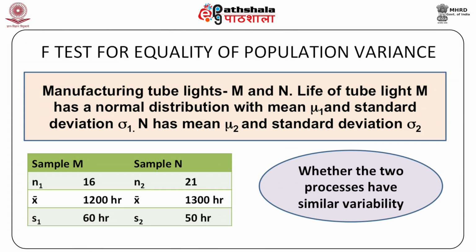Let us understand it with the help of an example. Suppose a company manufacturing tube lights using two different processes M and N is examined. The life of tube lights of process M has a normal distribution with a mean mu 1 and a standard deviation sigma 1. Similarly, process N has a mean mu 2 and a standard deviation sigma 2. The data related to the two processes is given in the table, where the number, mean and standard deviation of both processes is given. Check whether the two processes have similar variability at the 5% level of significance.